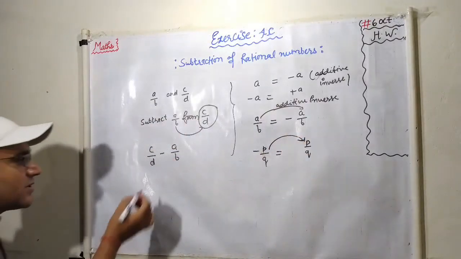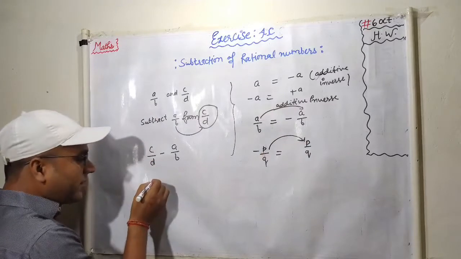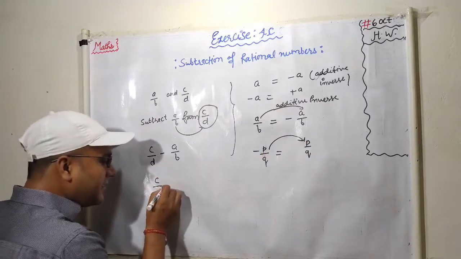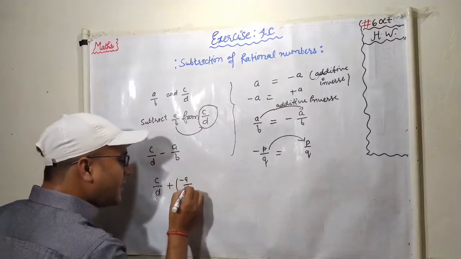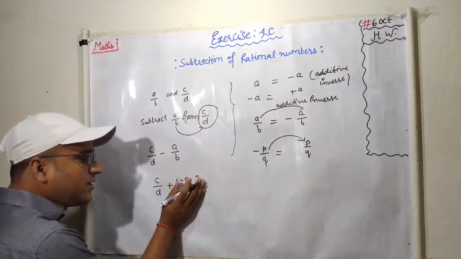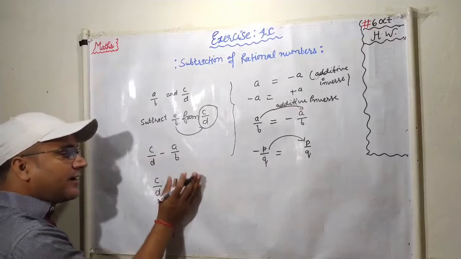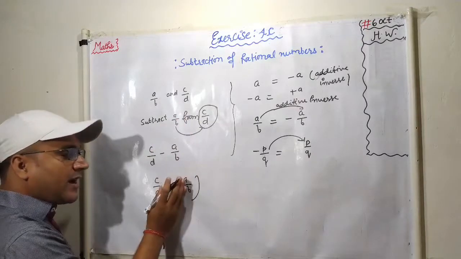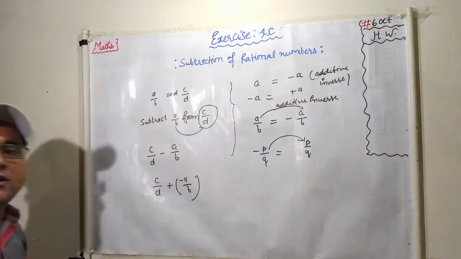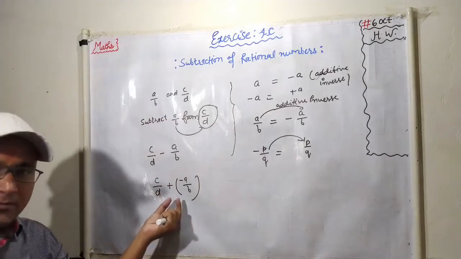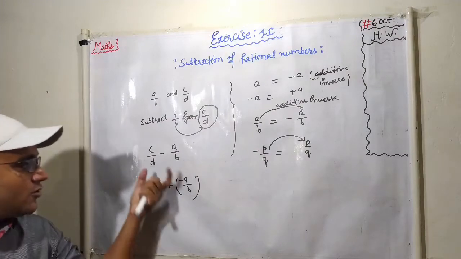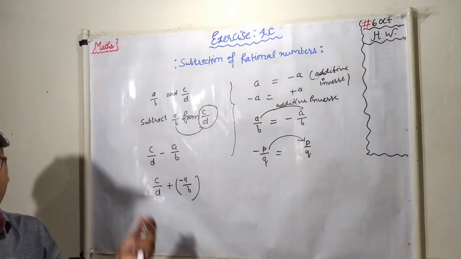So see this one. If I am going to subtract, you will write c upon d plus, and then this quantity in a bracket, minus a upon b. Minus a upon b is the additive inverse of a upon b, so I have written it in the form of plus. But there is no need to write in this form. You can directly subtract the given quantity.